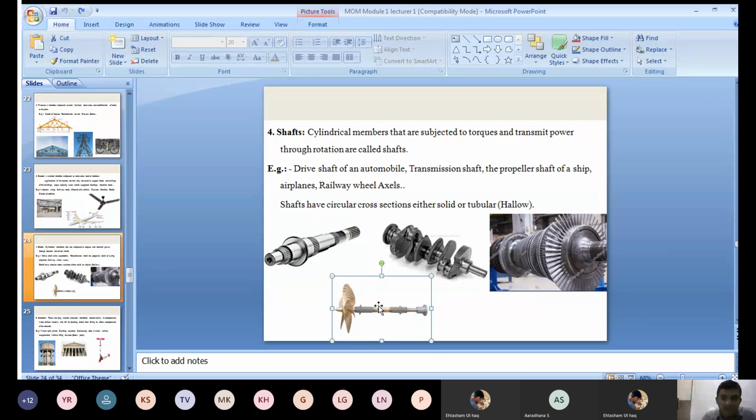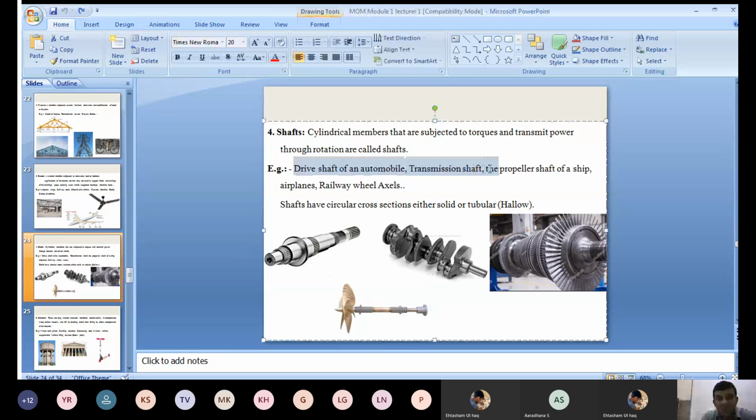Right? The shafts are nothing but cylindrical members. They are subject to a twist or a torque that causes rotation. Those cylindrical members are called shafts. Some of the examples for shafts are the drive shaft of an automobile, a transmission shaft, the propeller shaft of a ship or aeroplane, or railway wheel axles.